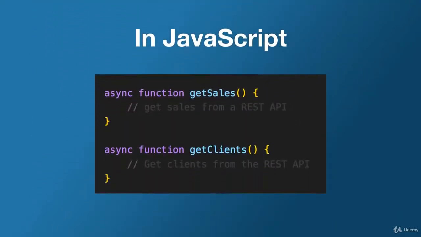In JavaScript, you can use async to create asynchronous functions. For example, you can get the sales from a REST API, and you can also get the clients. If you have 1 million sales and you have only 10 clients, get clients is going to execute and finish first than the get sales function.